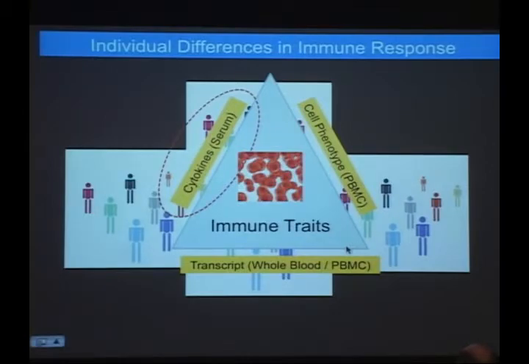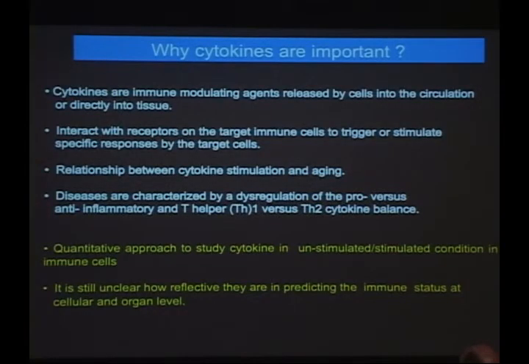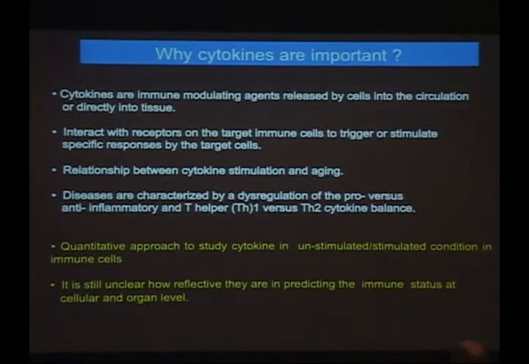Today my focus will be on cytokines. I don't think this audience needs much of an introduction to cytokines, so I'll quickly go over it. Cytokines are immune modulating agents which are released by cells. They interact with receptors on the target immune cells, or they stimulate specific target cells. In the context of what we are trying to do, we are understanding the relationship between cytokine stimulation and aging. And disease is characterized by the dysregulation of pro or anti-inflammatory cytokines.